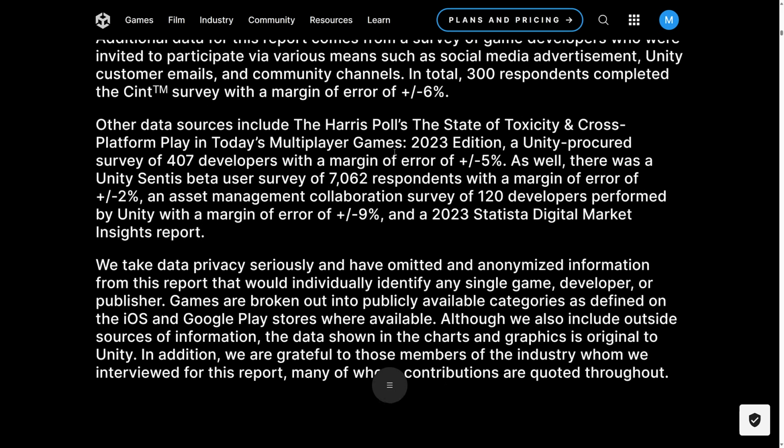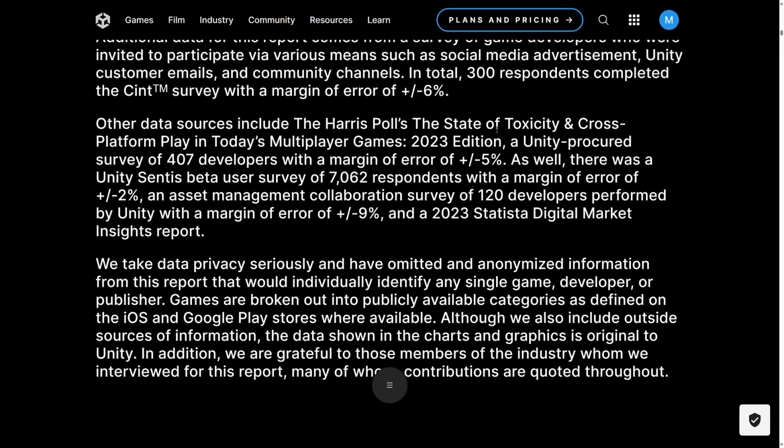Other data included the state of toxicity report that they commissioned in 2023 of 407 developers with plus or minus 5% margin of error. Unity sent its beta survey of 7,000 respondents with a plus or minus 2%. Now, do keep in mind, anyone that was in the Unity Sentis beta is obviously going to be pro AI in their approach, as Sentis is an AI solution. So just so you're aware there.